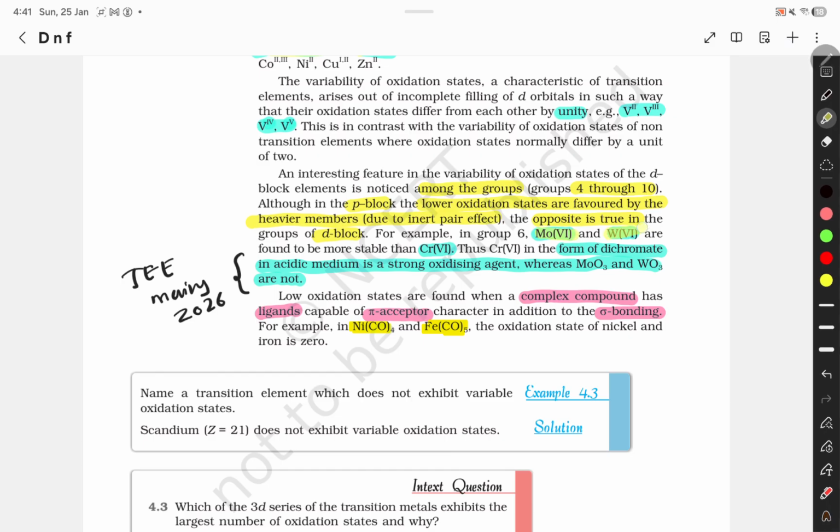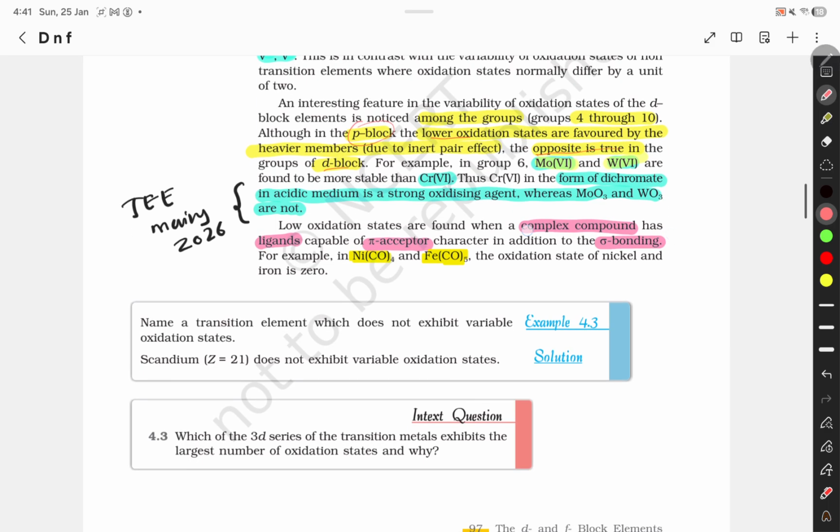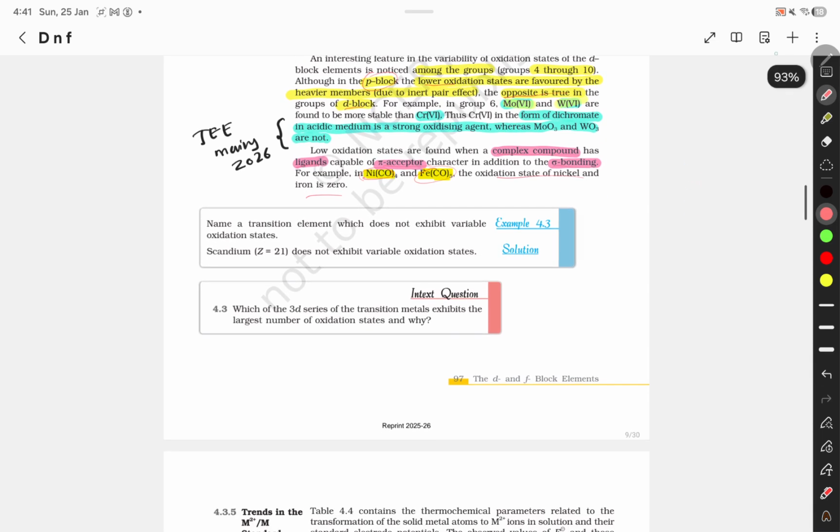Here they have said that MoO6 plus and W6 plus are more stable than Cr6 plus. Basically lower oxidation state is preferred in P block, but in D block, heavier members prefer higher oxidation states itself. Higher oxidation states are preferred by bigger, heavier members of D block. So yeah, that's why. And then low oxidation states are found when a complex compound has ligands capable of pi acceptor character in addition to the sigma bonding. Okay, Ni(CO)4, Fe(CO)5, oxidation state of nickel and iron is zero.